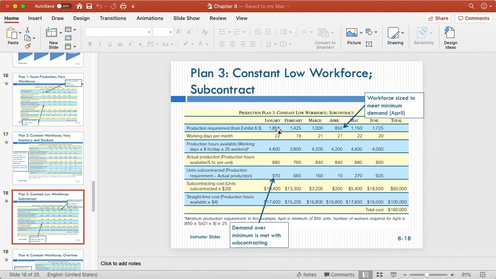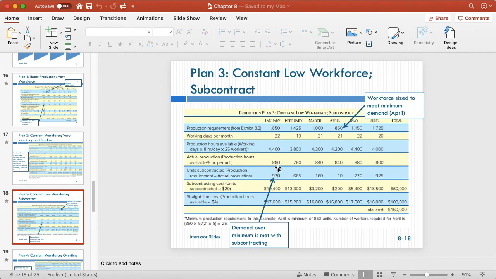Okay, so in order to fit the market, you need to produce 1850, showing here. But actually, by having 25 workers, you can only produce 880. How many additional units do you need? You use 1850 minus 880 to get this 970. All right. So besides the production ability this 25 workers can offer, you still need this 970.